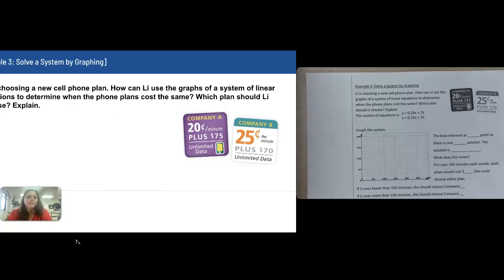We'll now take a look at our final example. Lee is choosing a new cell phone plan. How can Lee use the graphs of a system of linear equations to determine when the phone plans cost the same? Which plan should Lee choose? And it wants us to explain.